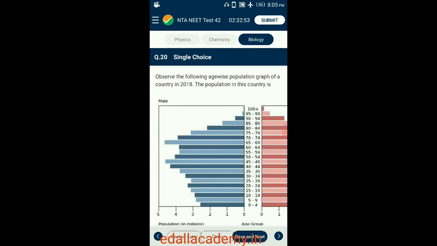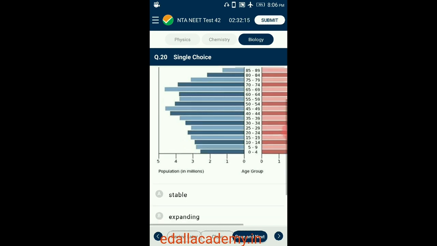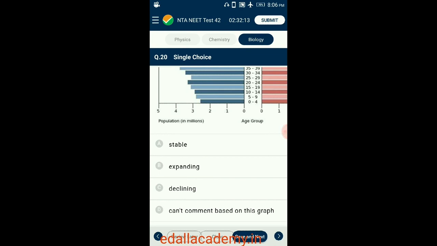Question number 20. Observe the following age-wise population graph of a country in 2018. The population in this country is. The given graph is of Japan in 2018. If you observe the age pyramid, the number of people in the young age group is less. This implies that the birth rate is less. It means that in future there will be more deaths than births, leading to decline in population. So the given diagrammatic representation explains declining. So the correct option is C.